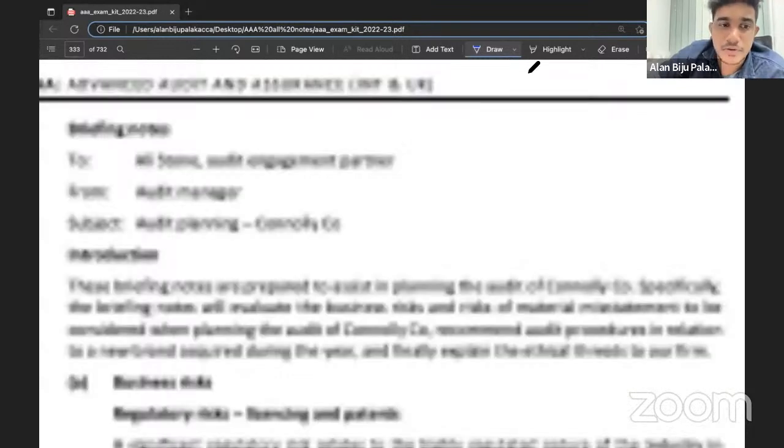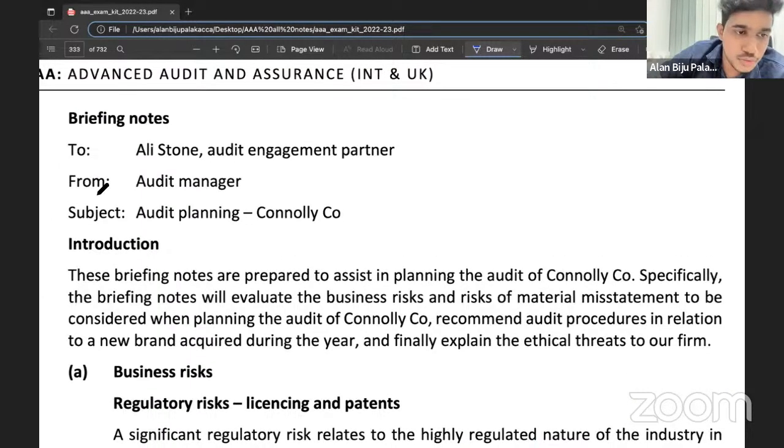Then this is the way in which we will provide the briefing note. Just give a heading for briefing note, and after that include to, from, and the same subject. Then give an introduction. This briefing note is prepared to assist in planning the audit of Connolly Company. Specifically, the briefing note will evaluate business risk and risk of material misstatement to be considered when planning the audit of Connolly Company, recommend the audit procedures in relation to the new brand acquired during the year, and finally explain the ethical threat to our firm.